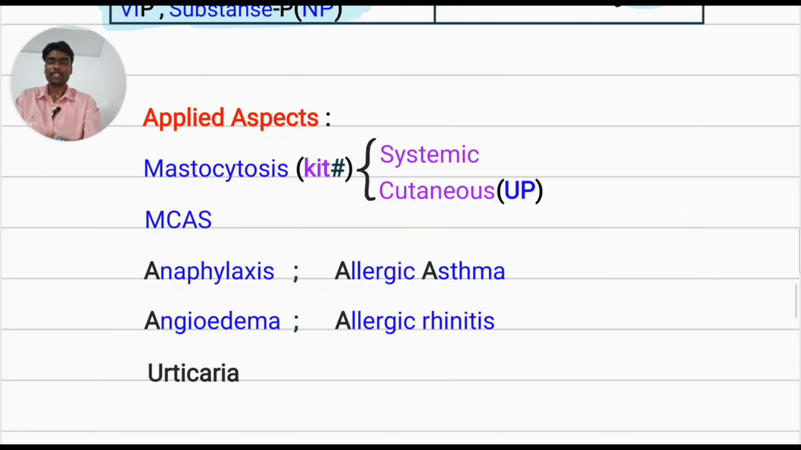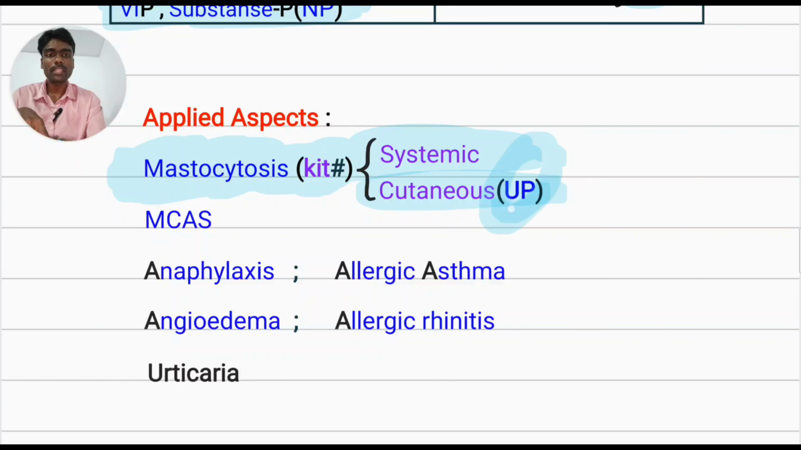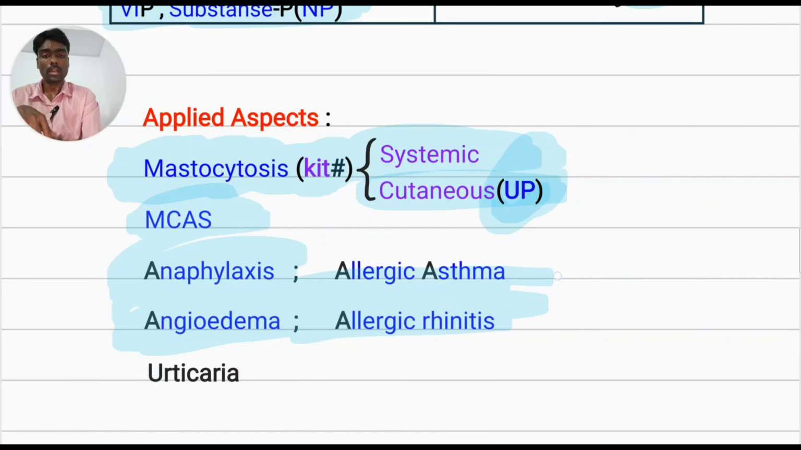Coming to applied aspects, mastocytosis because of KIT gene defect. It is of two types. One is systemic, if those abnormal mast cells get accumulated in any of the internal organs. If they get accumulated on the skin, it is called cutaneous mastocytosis, also called urticaria pigmentosa. Mast cell activation syndrome, anaphylaxis, angioedema, allergic rhinitis, allergic asthma, and finally urticaria.